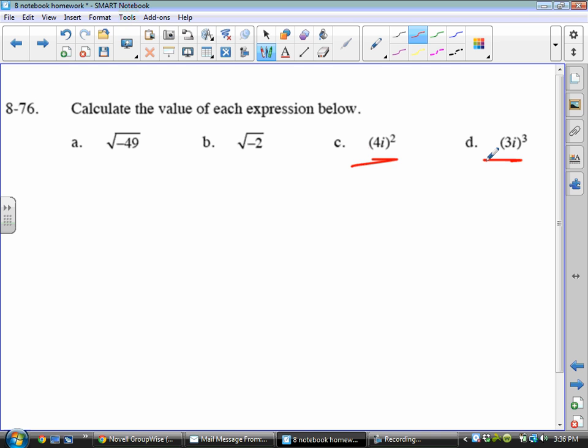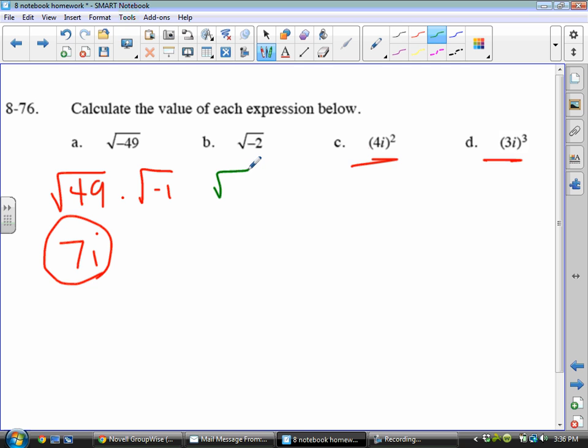So in the first two, I'm going to split up the square root of -49 times the square root of -1. Square root of 49 I know is 7. The square root of -1 we learned is called i. Okay, so that's part A, 7i. Very similar thing with part B, square root of 2 times square root of -1.